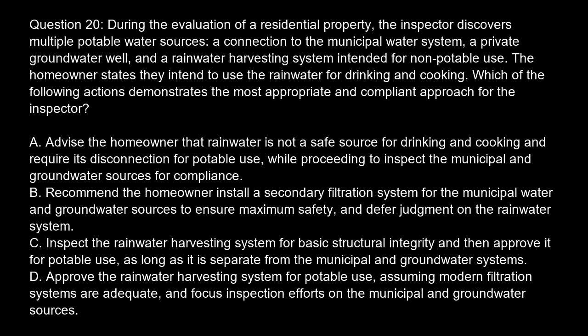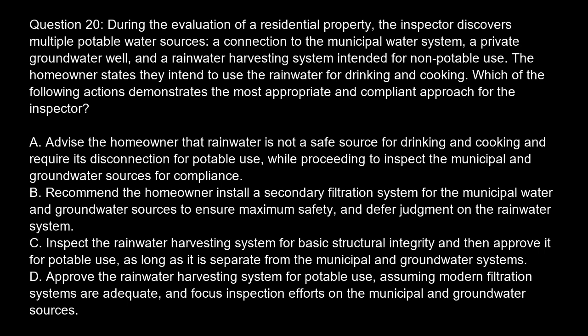Option A. Advise the homeowner that rainwater is not a safe source for drinking and cooking and require its disconnection for potable use, while proceeding to inspect the municipal and groundwater sources for compliance. Option B. Recommend the homeowner install a secondary filtration system for the municipal water and groundwater sources to ensure maximum safety and defer judgment on the rainwater system.